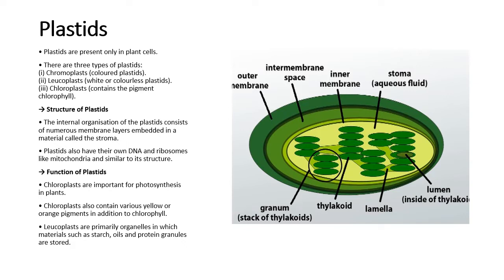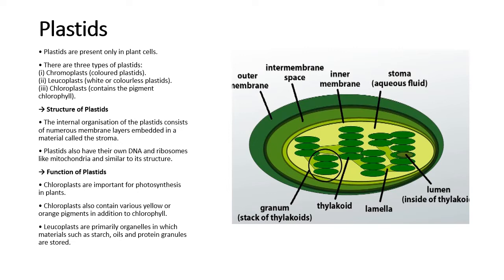In the cells, plastids are primarily involved in the manufacture and storage of food. They are therefore involved in such processes as photosynthesis, synthesis of amino acids and lipids, as well as storage of various materials among a few other functions. There are three types of plastids: chromoplast, which is colored plastids; leucoplast, white or colorless plastids; and chloroplast, which contains the pigment called chlorophyll.